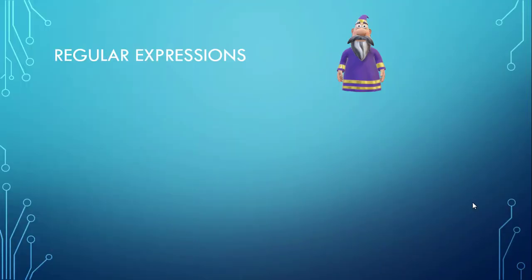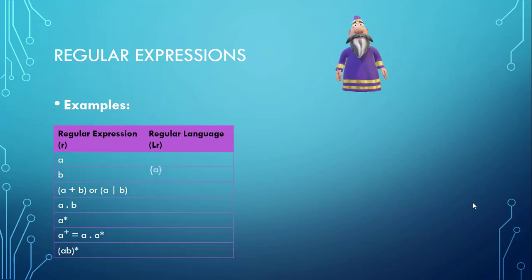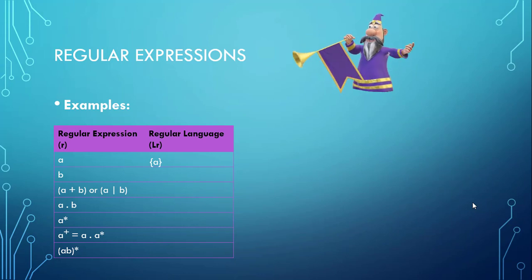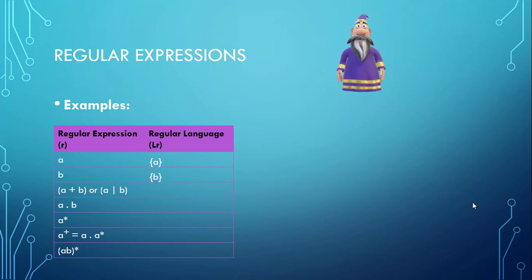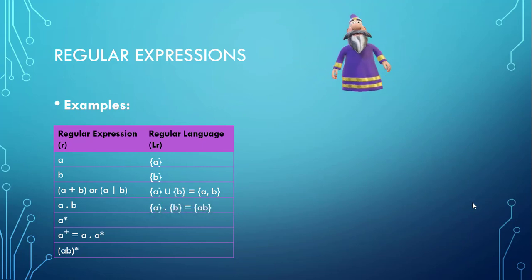Now let us see some examples before we begin with the statements. So here are the list of examples with the regular expression and what the regular language that will get generated for the respective regular expressions. So here A and B will generate the language A and B itself. Now here language will be represented as a set and the expression such as A plus B or A or B will give us the language such as A union B, that is A comma B. Then A dot B is AB.